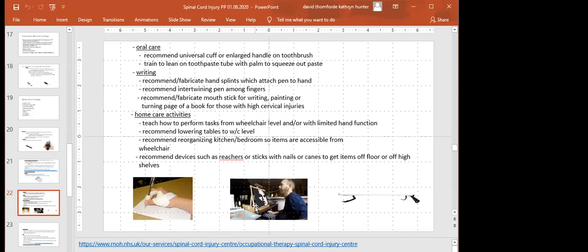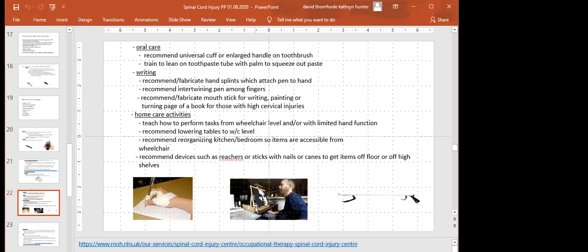We can also talk about home care activities, and basically what we're doing is teaching a person to perform tasks from a wheelchair or how to perform them with limited hand function. So one thing that we often do is we recommend lowering tables to wheelchair heights so the person can cook or prepare food at an appropriate level from the wheelchair, and also reorganizing a kitchen or a bedroom for that matter so the items are accessible. So the person doesn't have to reach high for an item or reach low. All the items that are used on a regular basis are there.